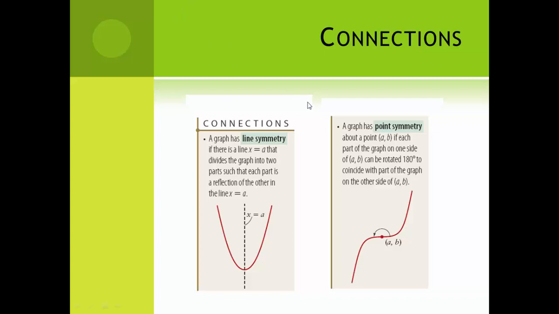And the other one we're going to look at is point of symmetry. A point of symmetry occurs when one half of the graph can be rotated 180 degrees to coincide with the other part of the graph.